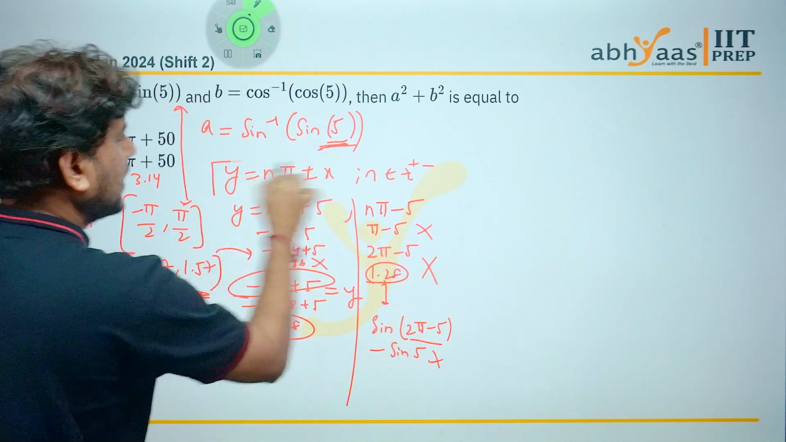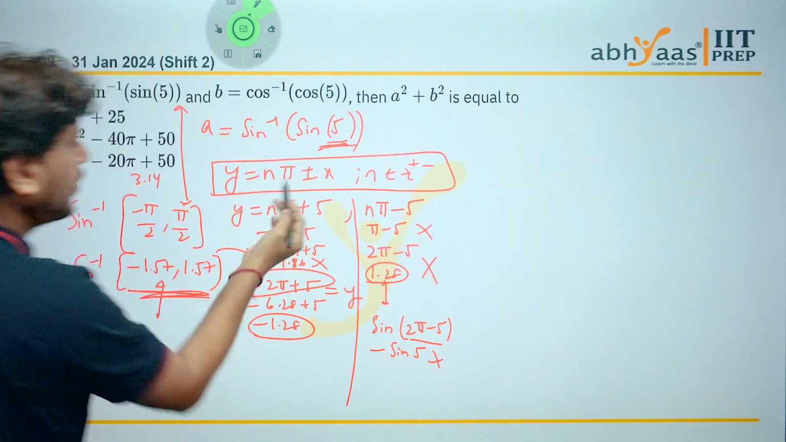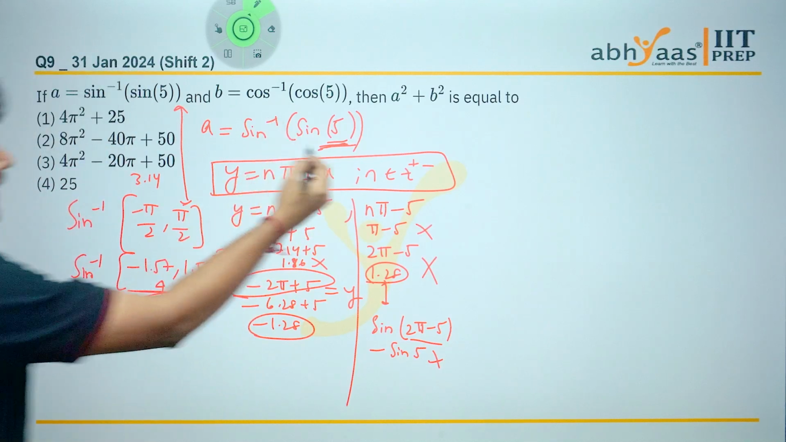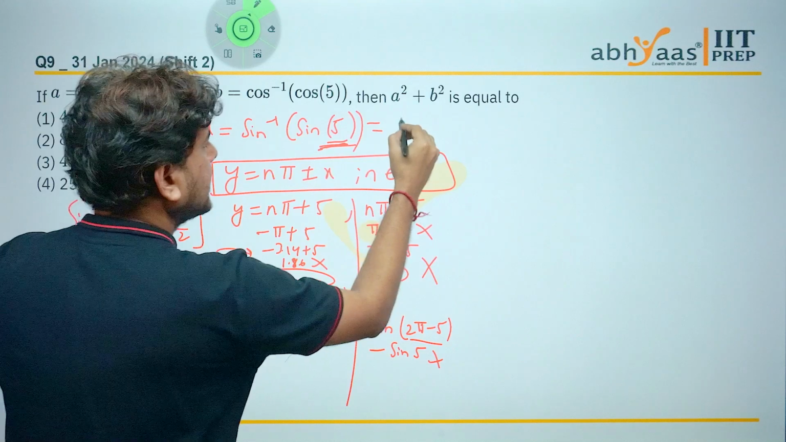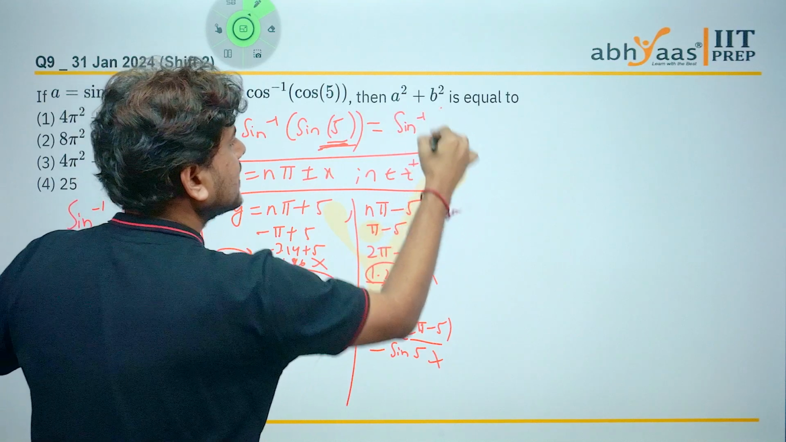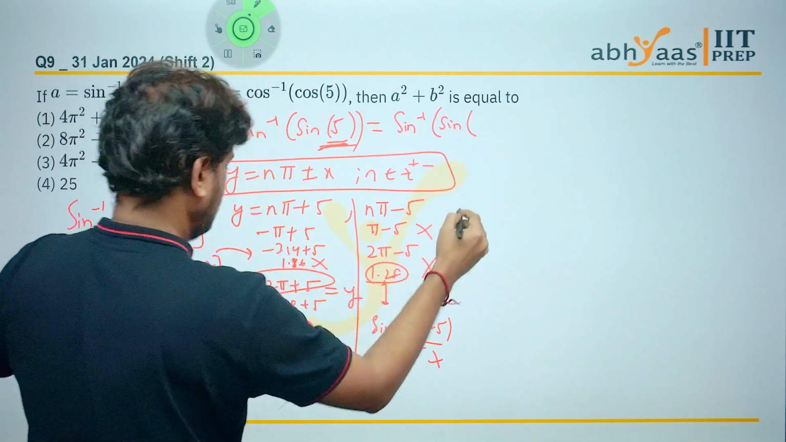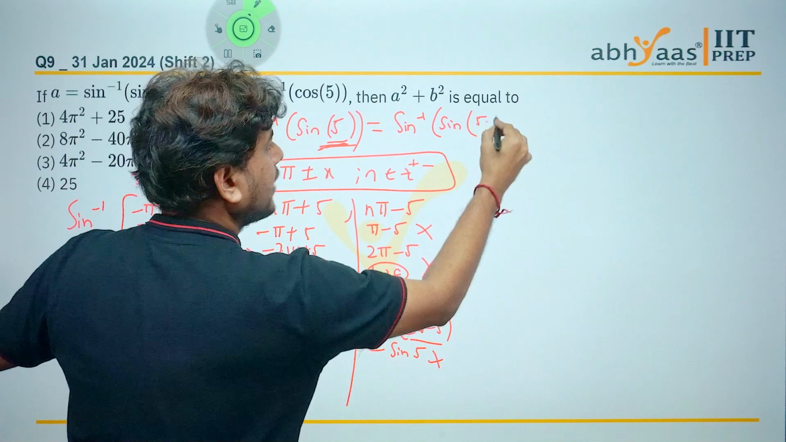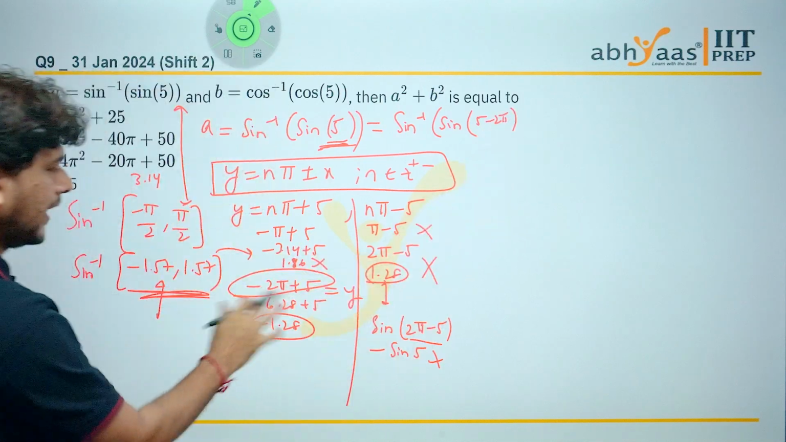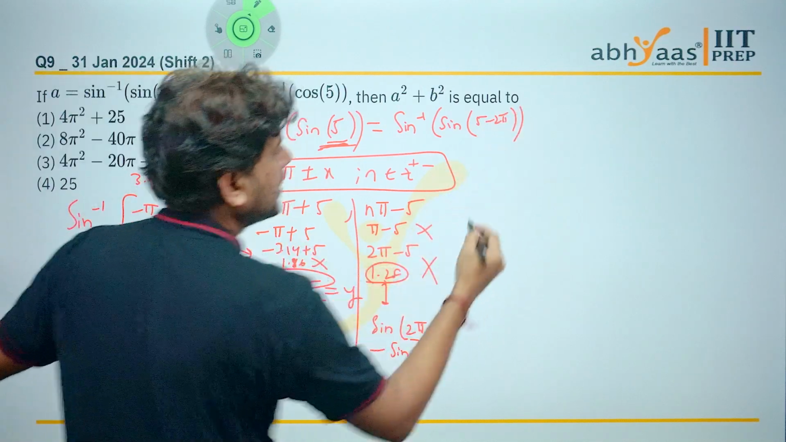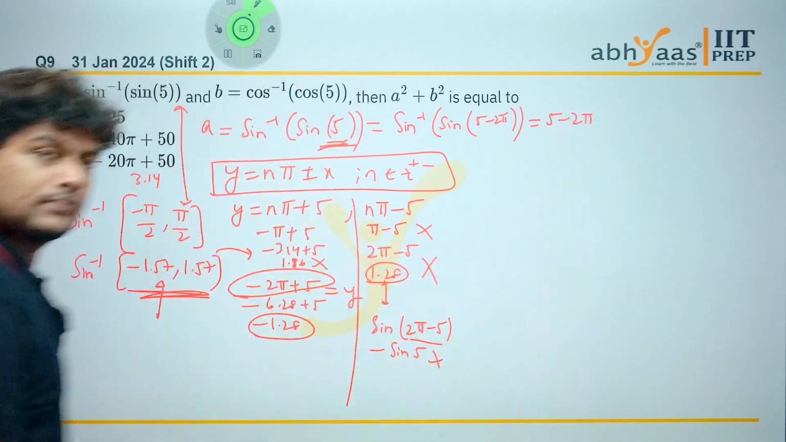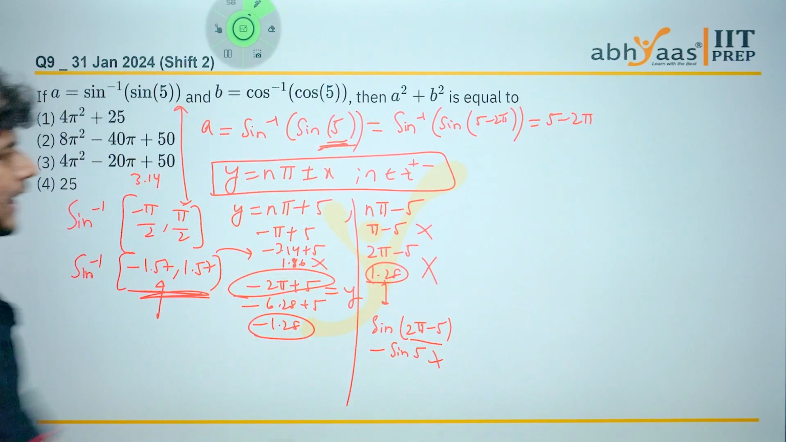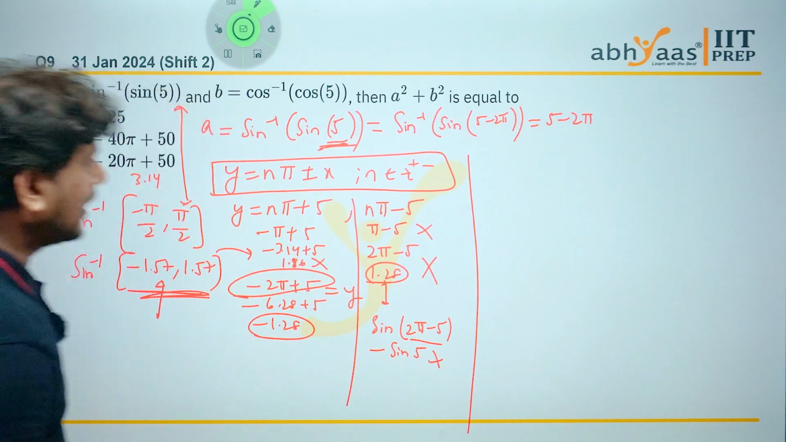Try to understand this. We are using this formula and trying to find A and B. So this will be sine inverse sine of 5 minus 2 pi, that equals A, which is 5 minus 2 pi. Got it? Similarly, I'm going to do the B value.